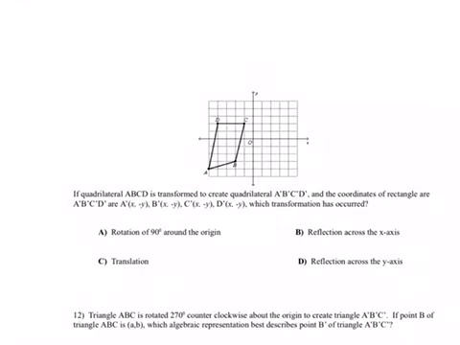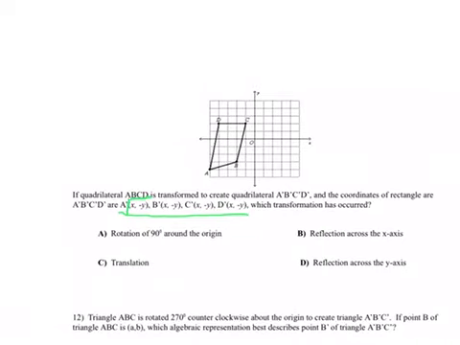Number 11 is just a memorization problem. What they do is they're talking about transforming this quadrilateral, and they give us all these new coordinates. Well, that's the type of transformation we're going to be doing. And so you're just going to have to know that if you see this transformation right here, x, negative y, that's going to be a reflection across the x-axis.